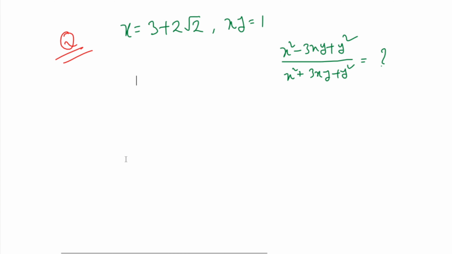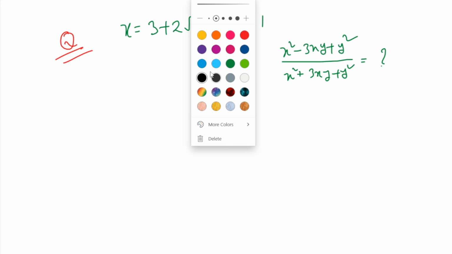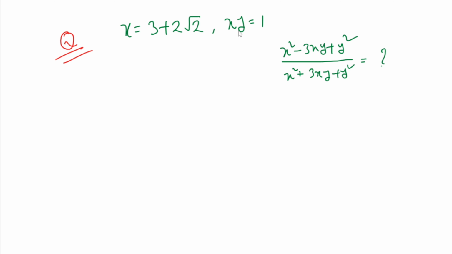Hello friends, we have to solve the above equation, that is x equals 3 plus 2 root 2 and xy equals 1. Then we have to find the value of (x square minus 3xy plus y square) by (x square plus 3xy plus y square). Let's solve it. See, we have the value given, xy equals 1.